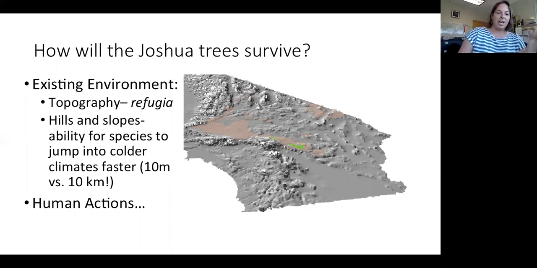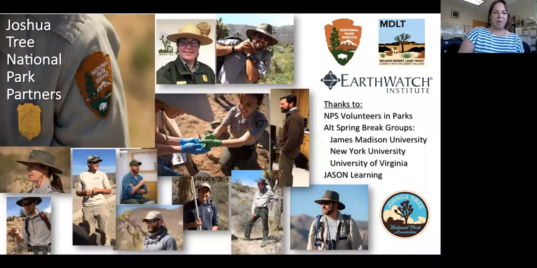And then, of course, human actions. Okay, so that's a graphic showing you uphill. They can move uphill, but then they'd have to move great distances across topography. And remember, there are already species in these habitats they might move into. So we'll have to see what happens with that.